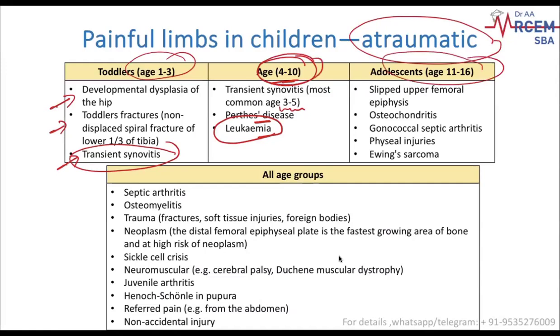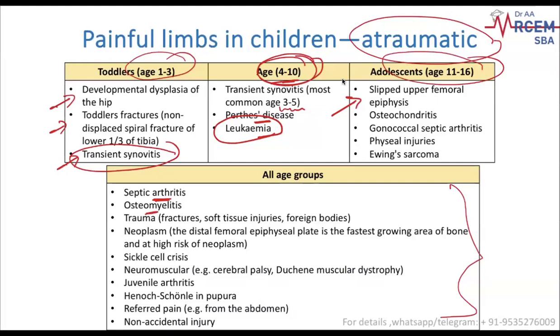In adolescents, the main differential diagnosis for you is slipped upper femoral epiphysis. You need to remember there are other differential diagnoses which can appear in any age group. The most important one is septic arthritis. So whenever a child comes to the emergency department with a painful limb, it is septic arthritis for you until and unless proven otherwise. We'll be learning how to go about it.